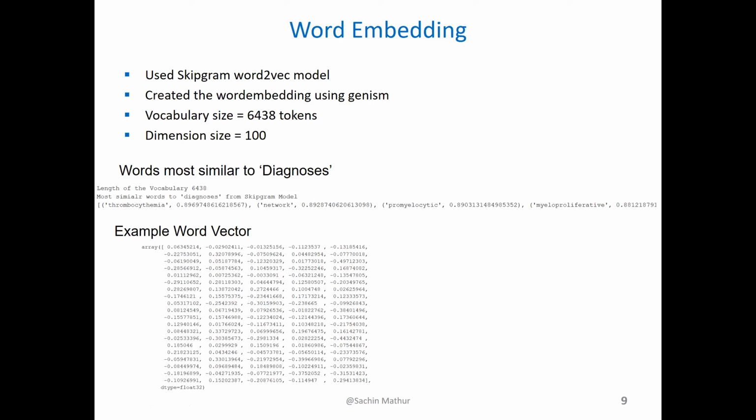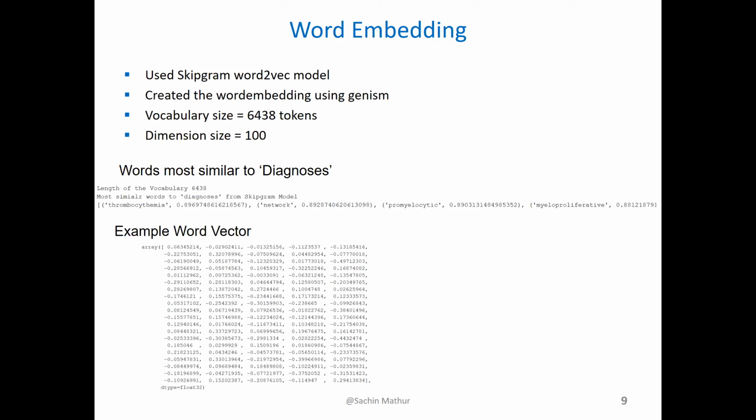For word embedding, once the text is consistent, skipgram was used for creating the word embedding, and skipgram is part of the Gensim Python package. The vocabulary size was about 3,438 tokens, and the dimensions were 100.